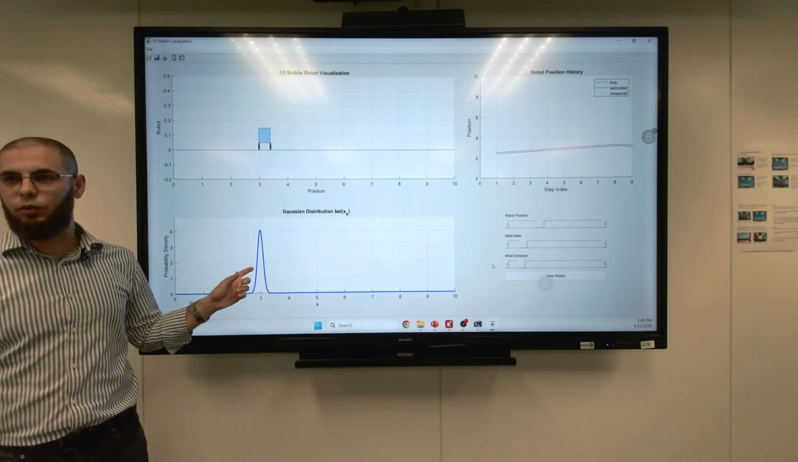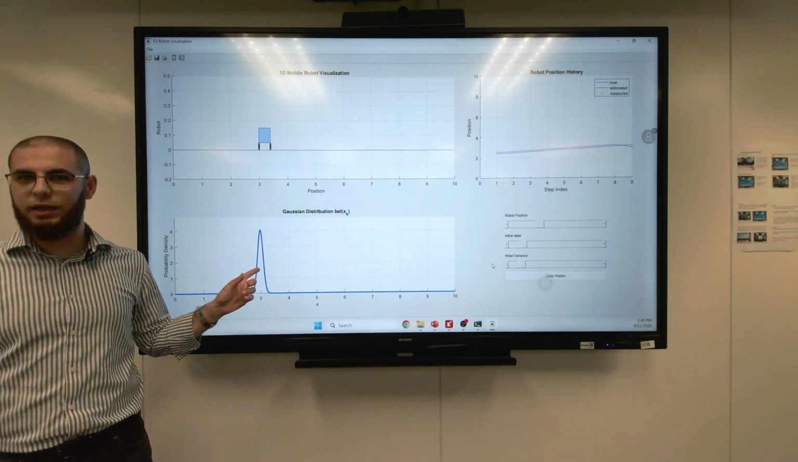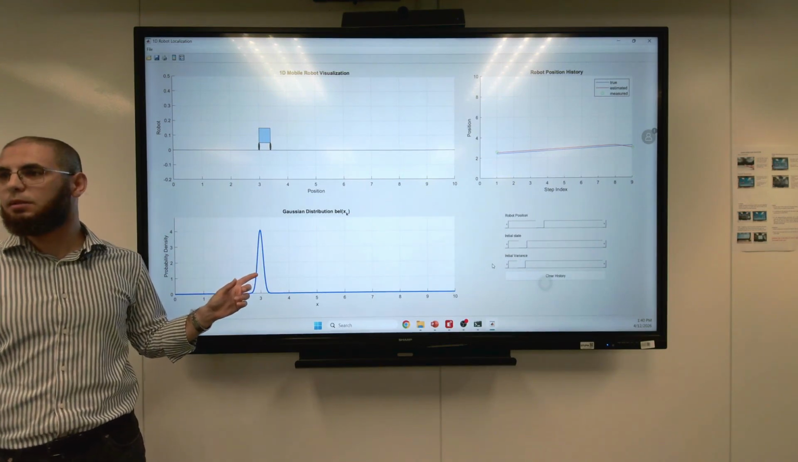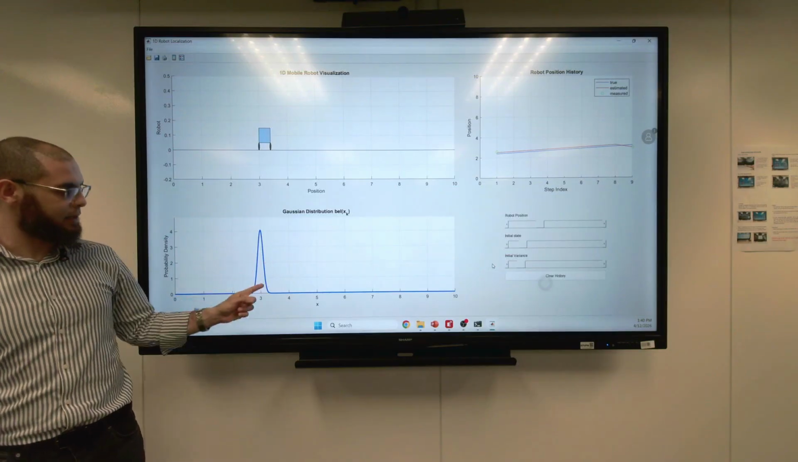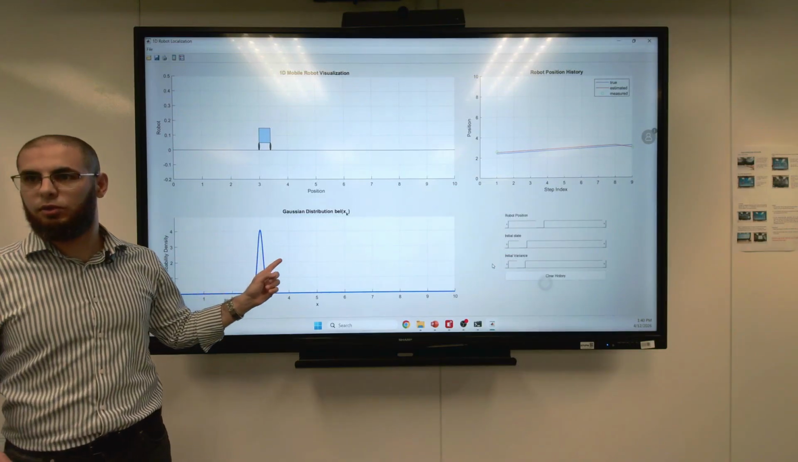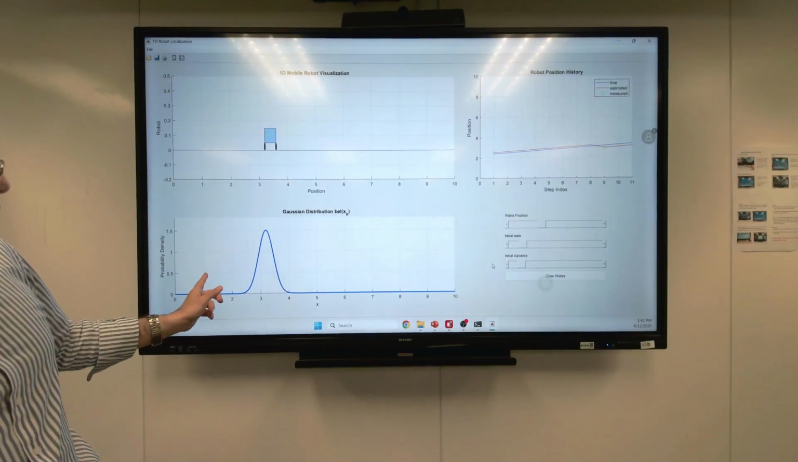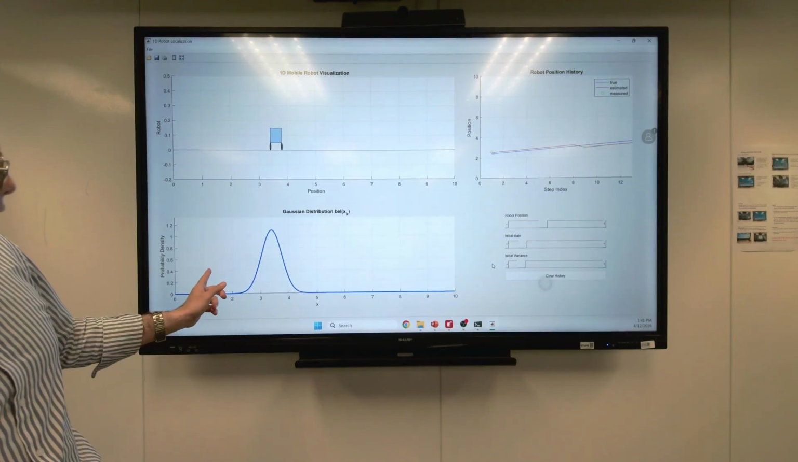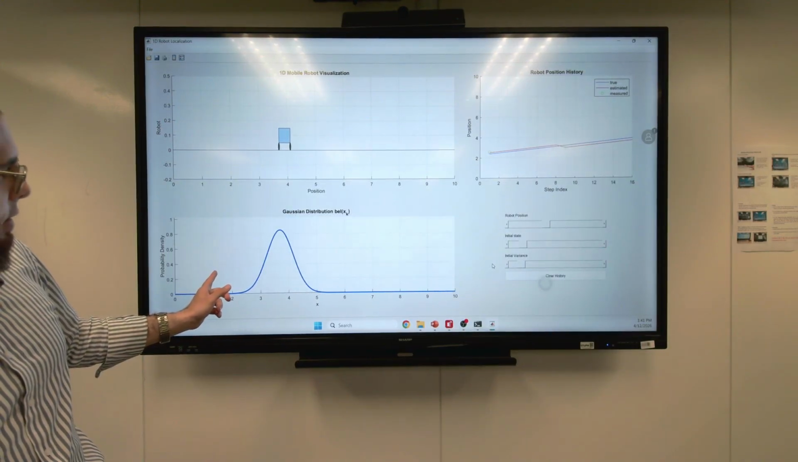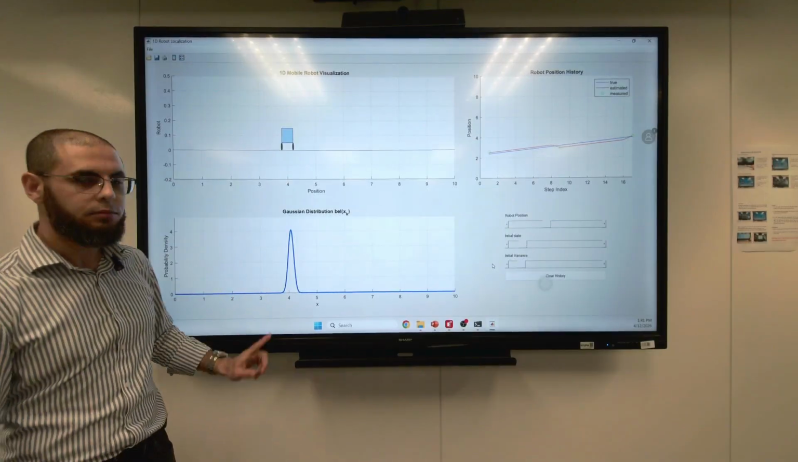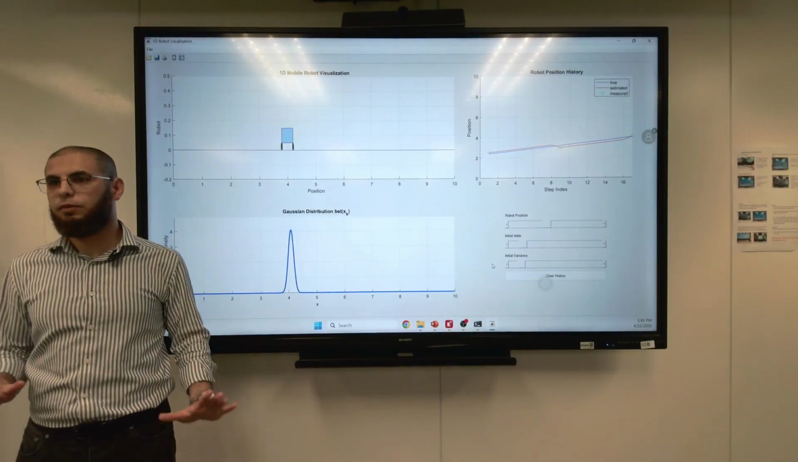Did you get what's going on here? I'll do it again. I'll press 8 times, and take a look at this curve. What's going on with it? So it starts like this, and then I'm pressing 1, 2, 3, 4, 5, 6, 7, 8. So tell me, what did you observe?